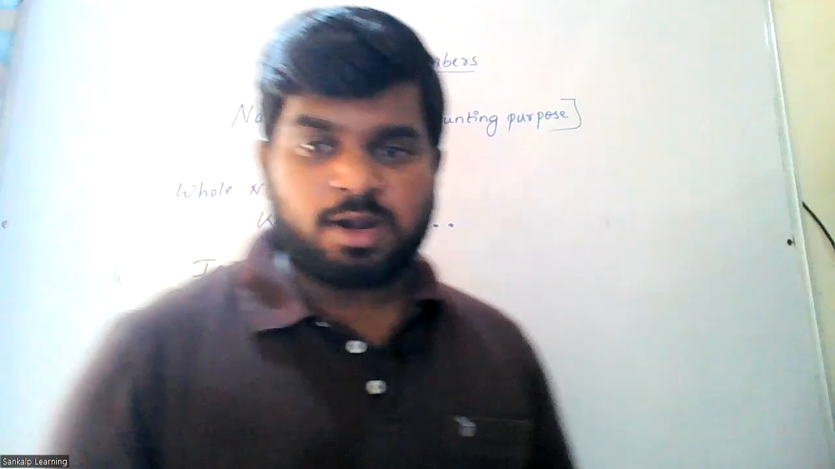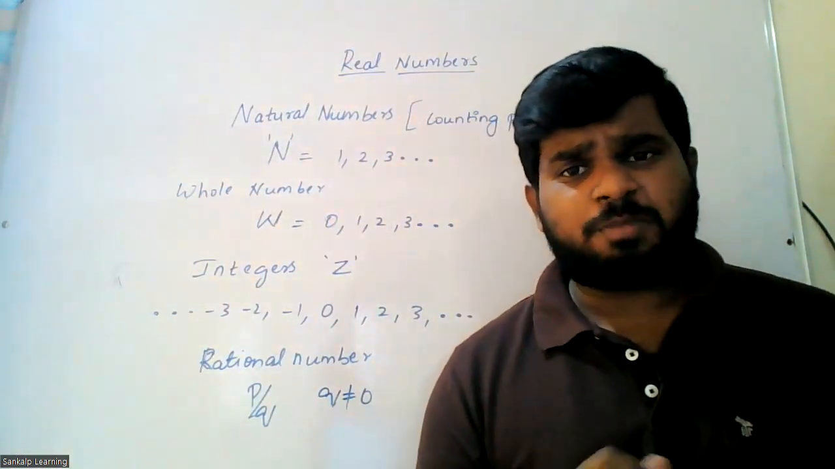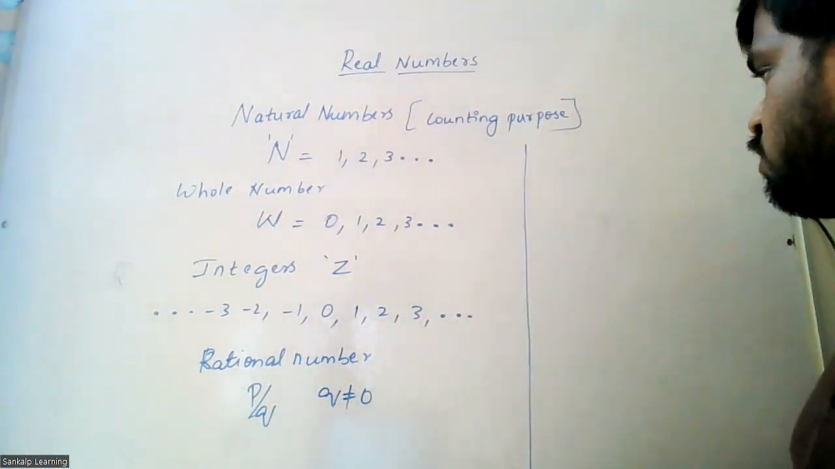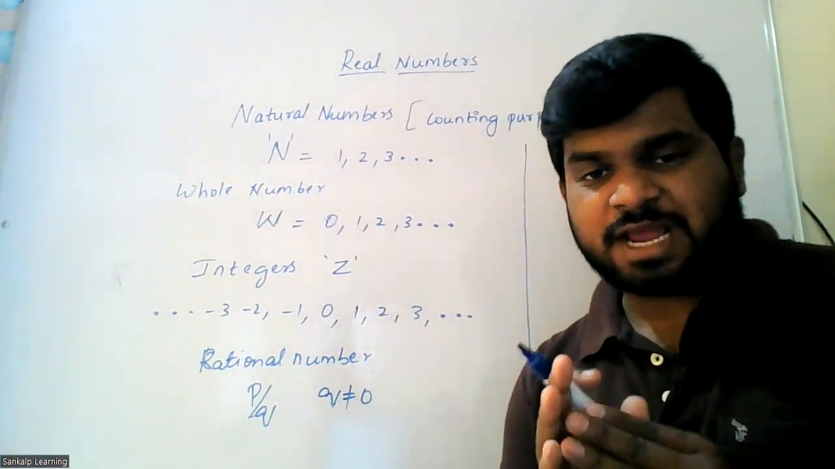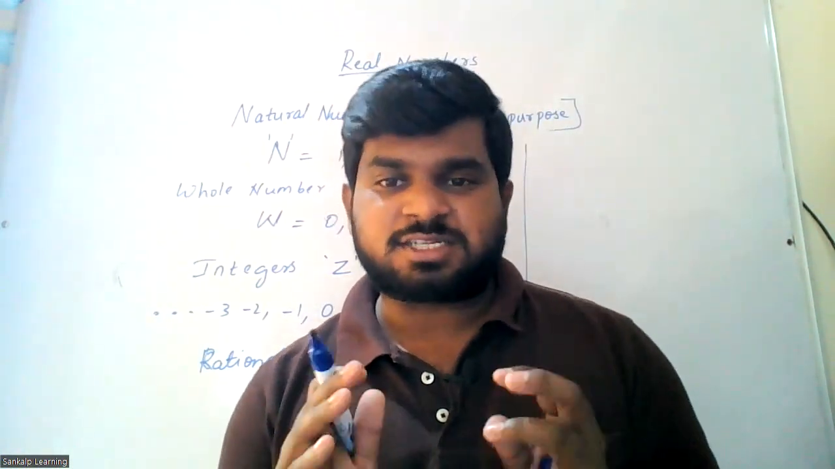q should not be equal to 0. Okay, why q should not be equal to 0? Let's understand with some examples. Okay, let's take some positive rational numbers. These positive rational numbers are actually called fractions.